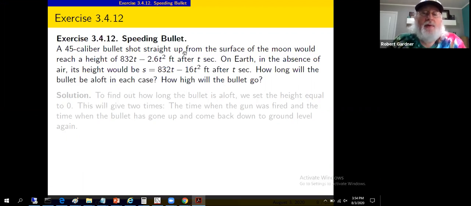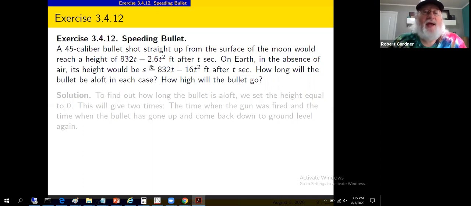So straight up, so it's movement along a vertical axis. They're measuring position in feet and time in t, so velocity will be in feet per second. On Earth, in the absence of air, the height for a similar situation is s equals 832t minus 16t squared feet after t seconds.